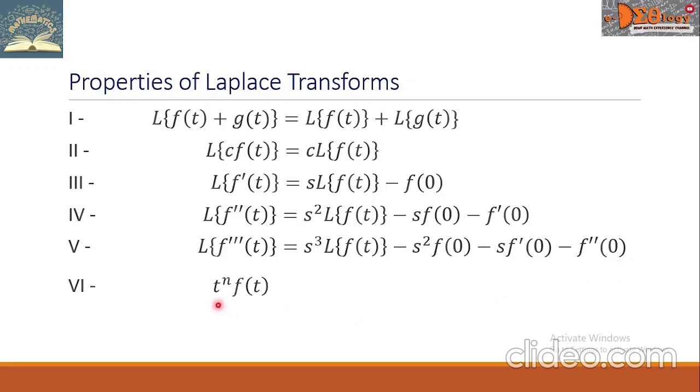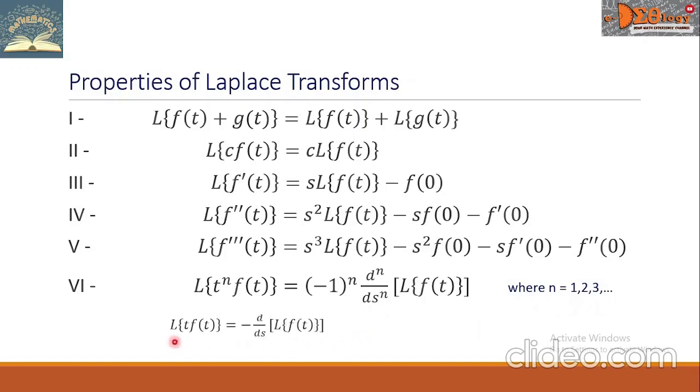Sixth is when we have the function t raised to n multiplied by f of t, and we want the Laplace transform. This is equal to negative 1 raised to the power n, times the nth derivative of the Laplace transform of f of t with respect to s, where n is equal to 1, 2, 3, and so on. So for example, when we have Laplace transform of t times f of t, this is equal to the negative of d over ds of Laplace transform of f of t.